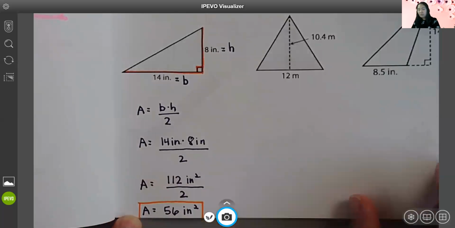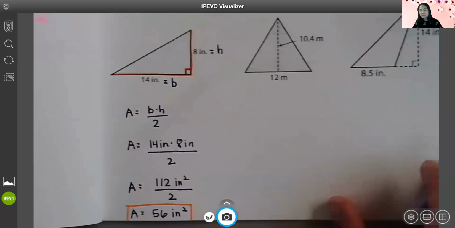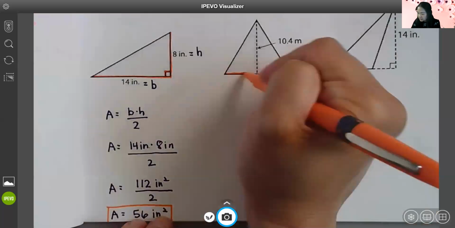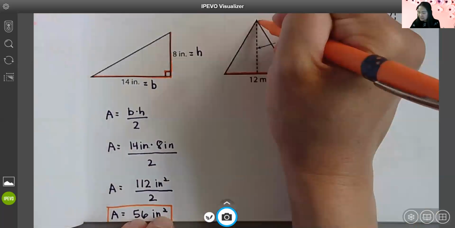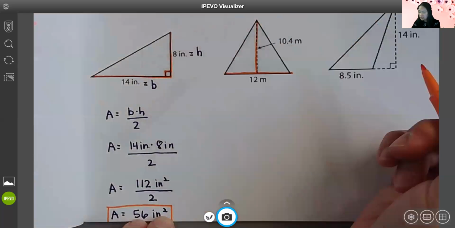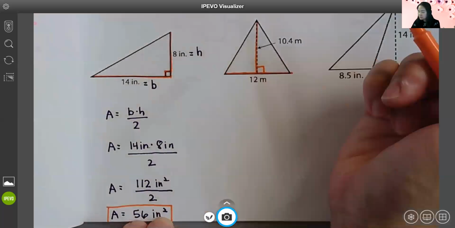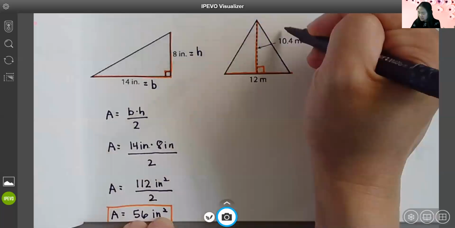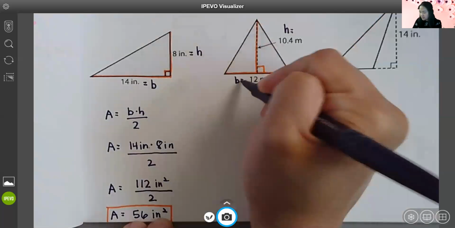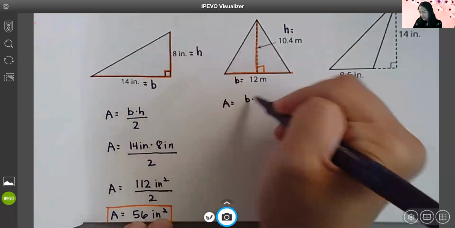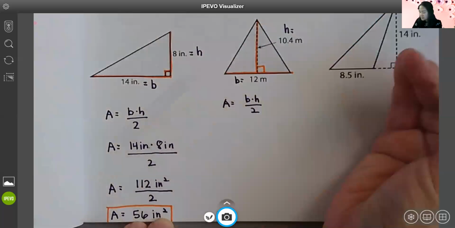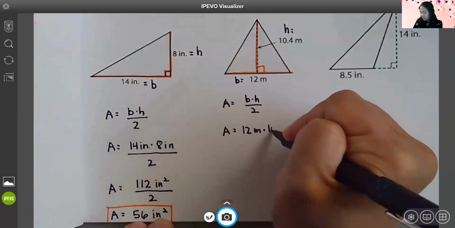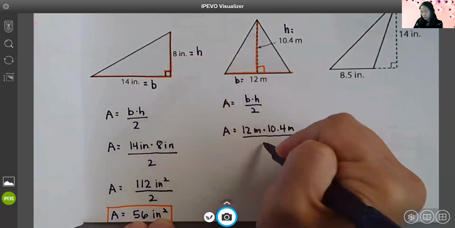Okay. Now, why did I have 2 other examples? It is because I want to make sure that you guys understand the correct base and the height. So here the 12 is the base, and notice this dotted line is the height of the triangle, 90 degrees, and it also goes from the base to the highest point of the triangle. So here's the height, here's the base. Formula: area equals base times height divided by 2. Substitution: area equals 12 meters times 10.4 meters divided by 2.